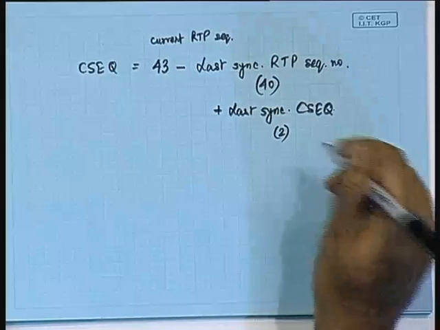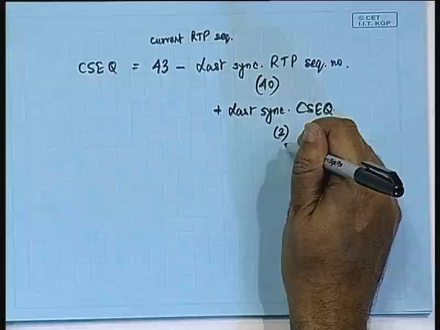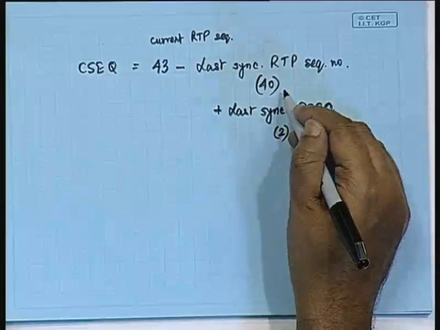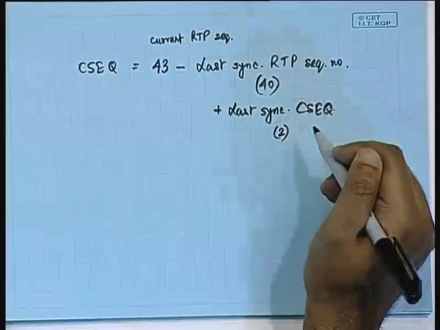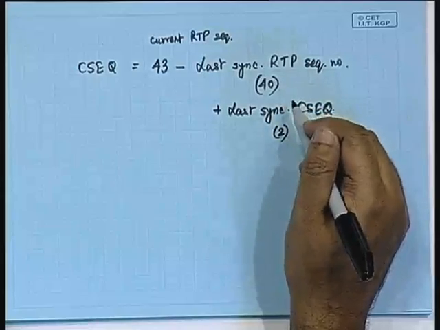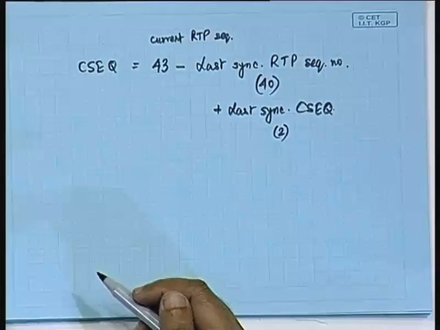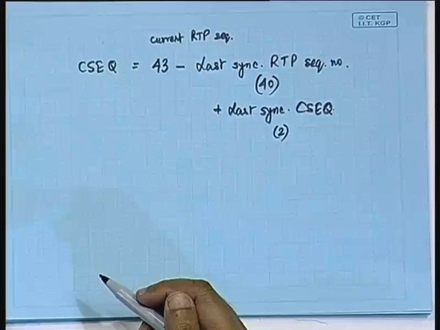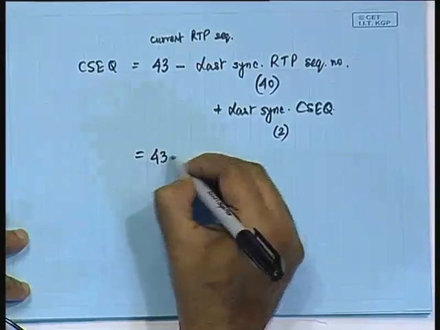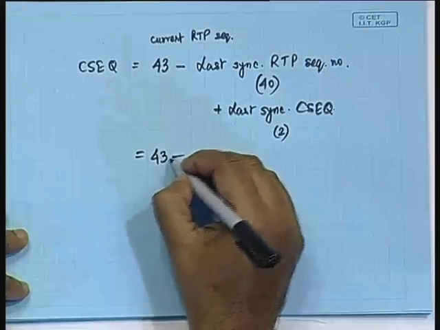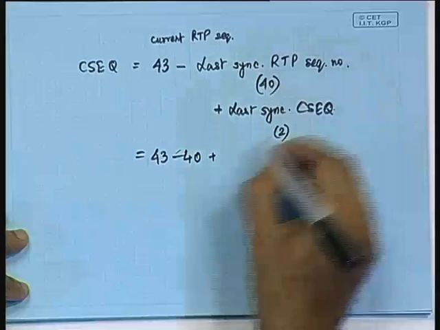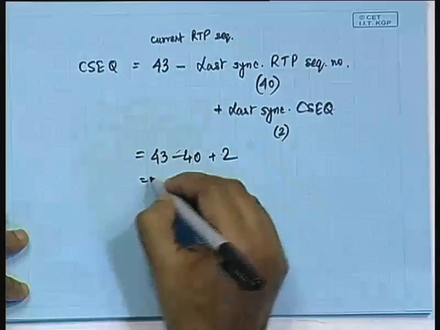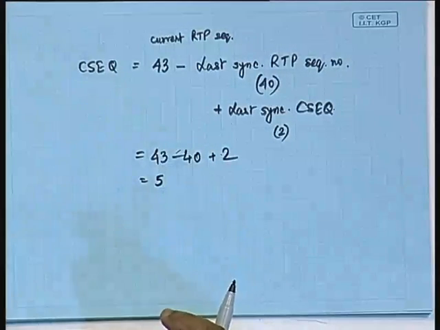So that means 2 in C sequence number corresponds to RTP sequence number 40, and 3 in C sequence corresponds to RTP sequence number 41, like that. So when it receives RTP sequence number 43, it knows that the corresponding C sequence number has to be 5. That is very clear: 43 minus the last sync RTP sequence number 40, plus the last sync C sequence 2, makes it 5. So the C sequence number is 5.